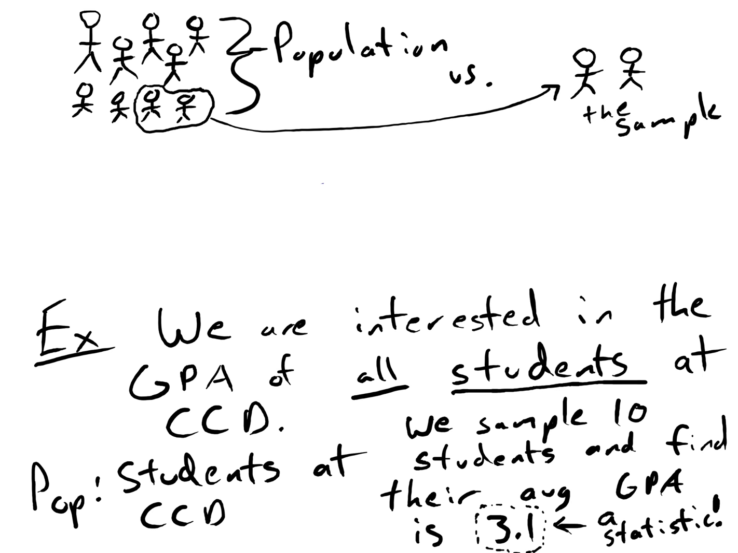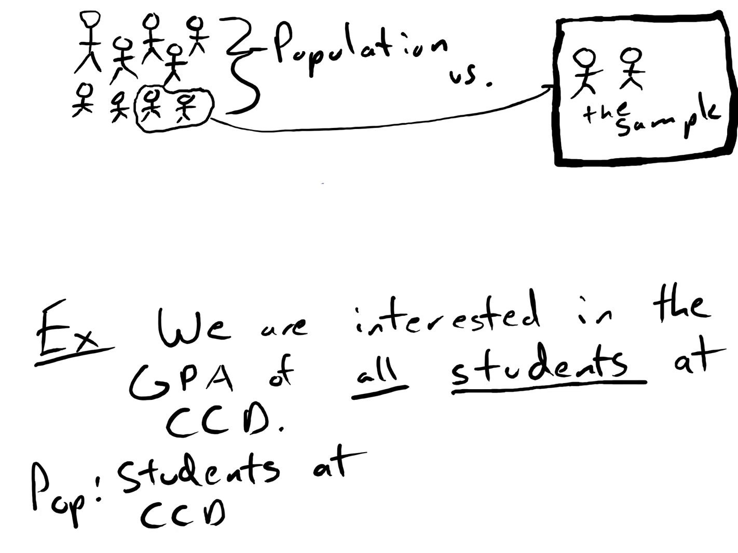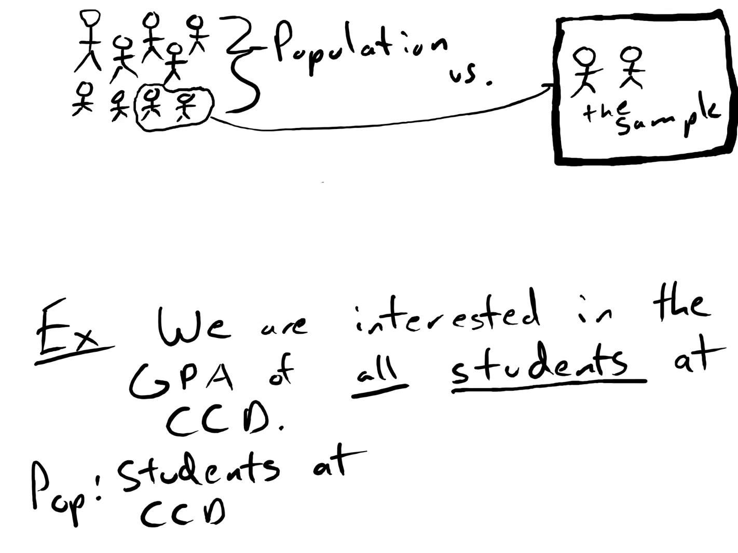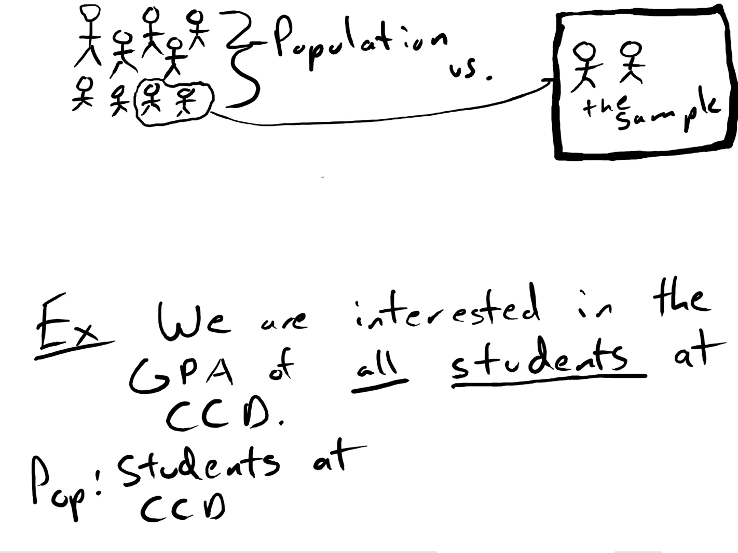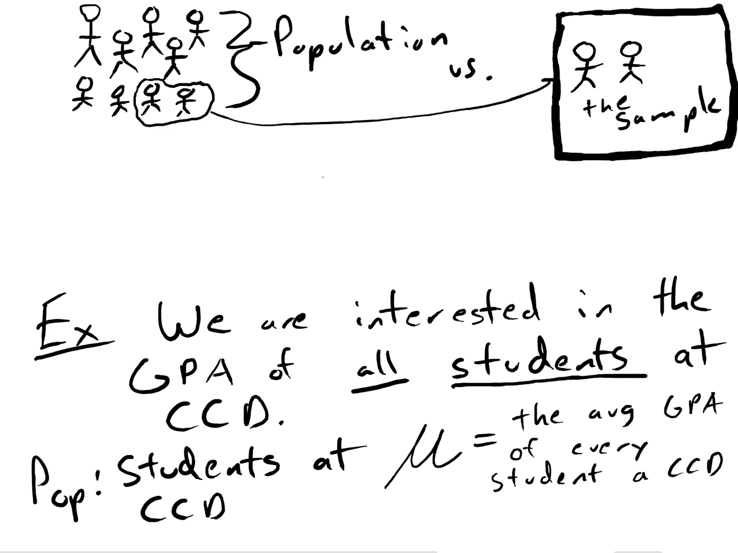So before we talked about this situation where we were interested in the GPA of all students at CCD, and we said that the mean of our small group of students would be called the sample mean, and that's X bar. The mean of our sample is X bar, and that's a statistic. But what about the mean of all of our population, the mean GPA of every single student at CCD? That would be what we call the population mean here. So we could describe that. That's mu, and that is the average GPA of every student at CCD. And that is a parameter.